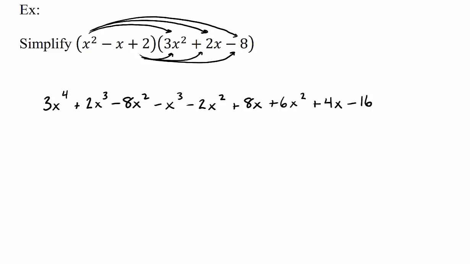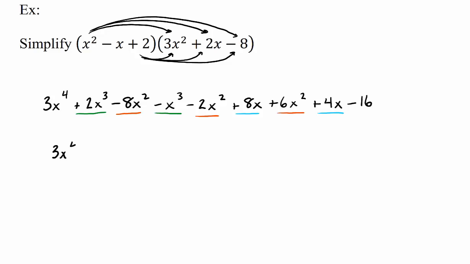Now we're going to look for like terms. There are no other x to the 4 terms. I do see that I have some x to the power of 3 terms. I'm now looking and I see some x to the power of 2 terms. And then finally, I can see that I have some x terms that can be combined as well. So now I'm just going to combine their coefficients.